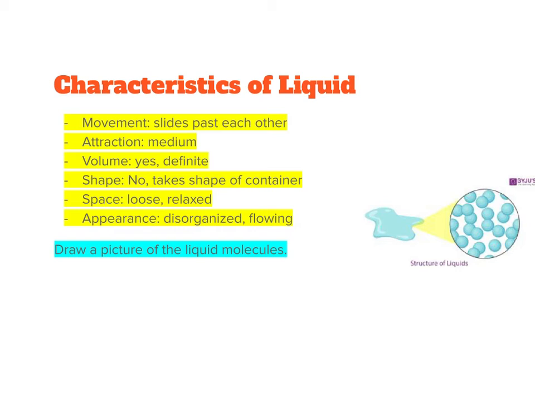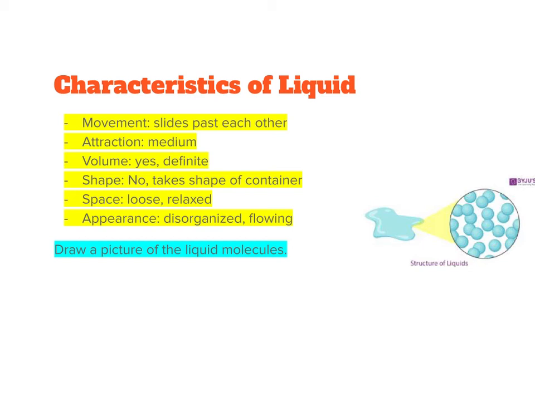Volume, yes, definite. In other words, we can find the volume of liquids. We can measure that out very easily. Shape, no, takes the shape of the container. Liquids don't have a true shape to them. I always call them shapeshifters because they will take the shape of whatever you pour the liquid into. If you pour it in the cup, it'll take the shape of a cup. If you put it in a bowl, it'll take the shape of a bowl.